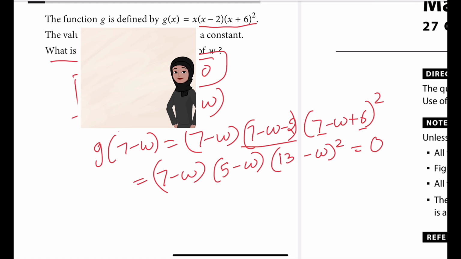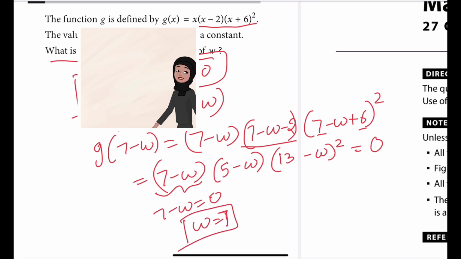Now since the product of the three factors on the right hand side of this equation is equal to 0, at least one of these factors must be equal to 0. That is the zero product property basically. So the possible values of w can be found by setting each factor equal to 0. Setting the first factor equal to 0, 7 minus w is equal to 0. And if you add w to both sides, you will get w is equal to 7. This is one of the possible values of w.